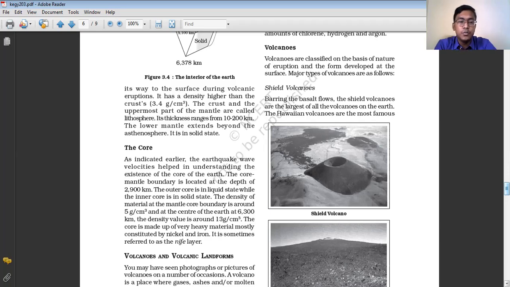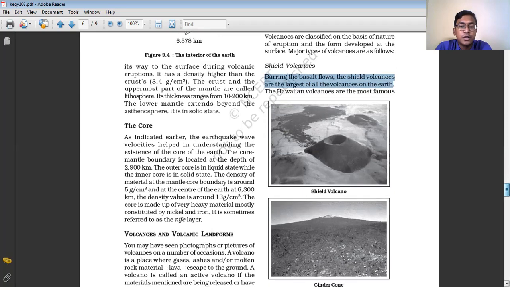In your book, it is given on the basis of the nature of eruption, so we are going to study the types of volcano on the basis of the nature of eruption only. The shield volcano. Here you can see the image, which gives us an idea of how shield volcanoes look. Bearing the basalt flow, the shield volcanoes are the largest of all the volcanoes on the earth.